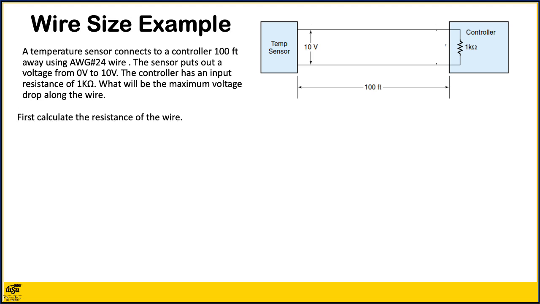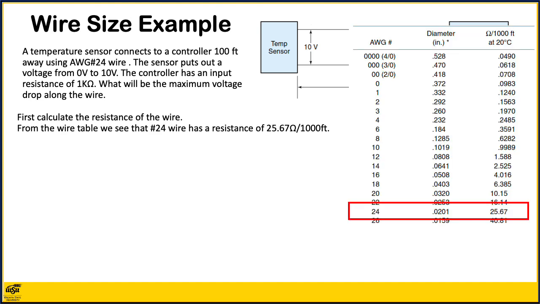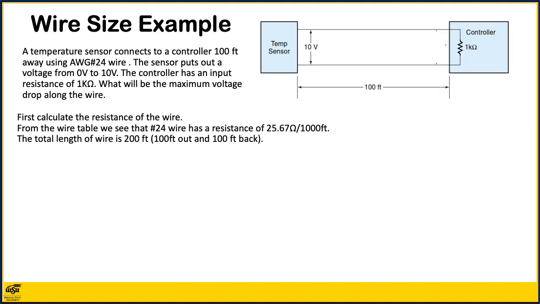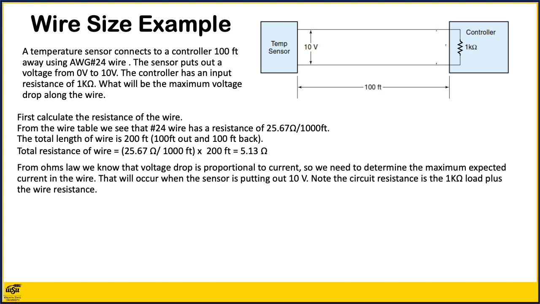First, calculate the resistance of the wire. From the wire table, we see that 24 gauge wire has a resistance of 25.67 ohms per 1,000 feet. The total length of the wire is 200 feet, 100 feet out and 100 feet back. The total resistance of the wire is thus 25.67 ohms divided by 1,000 feet, multiplied by the 200 feet length, and we get 5.13 ohms.